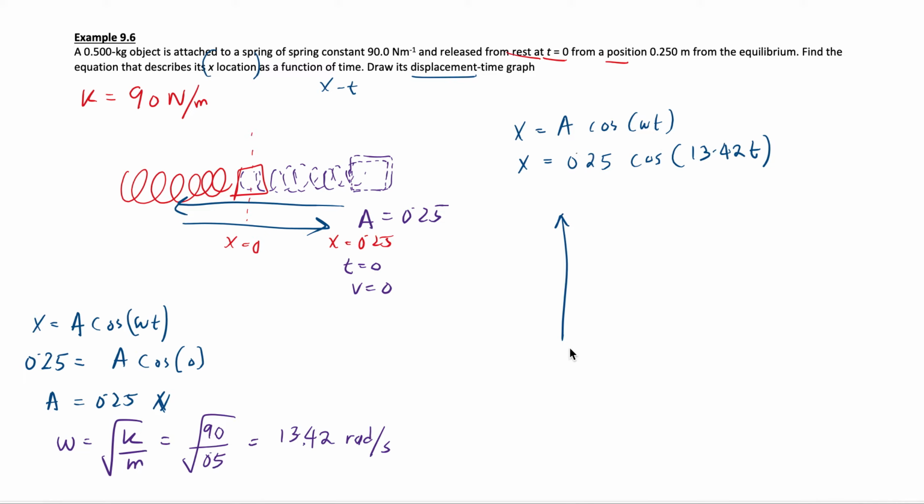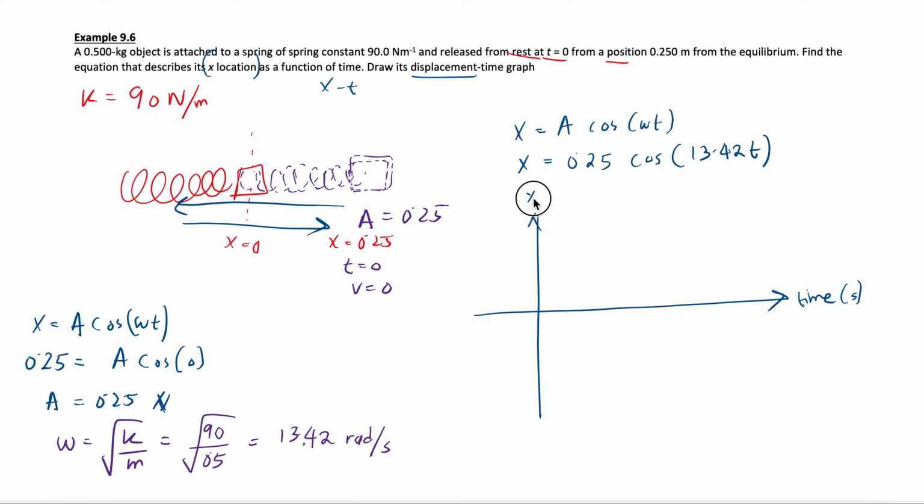So I have to draw my, kejap, boleh tak nak? Tak payah. So this is my graph. Okay, so time in seconds, and then x or displacement in meters. And I want to plot a cosine, and I know that my period T is what? If omega is this, what is my T?